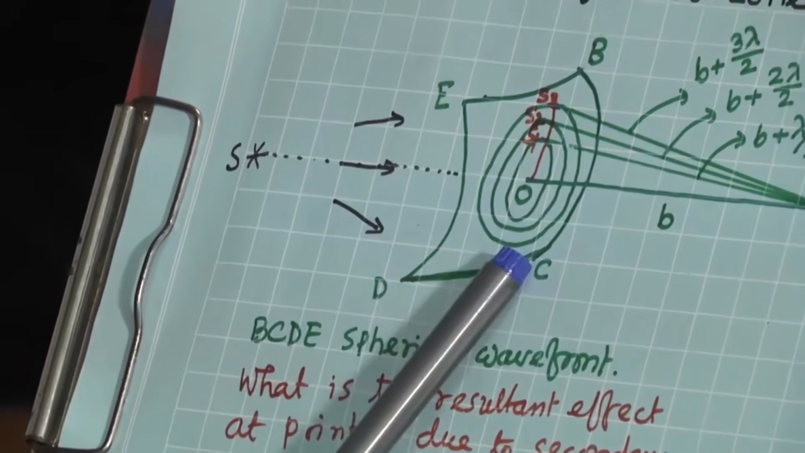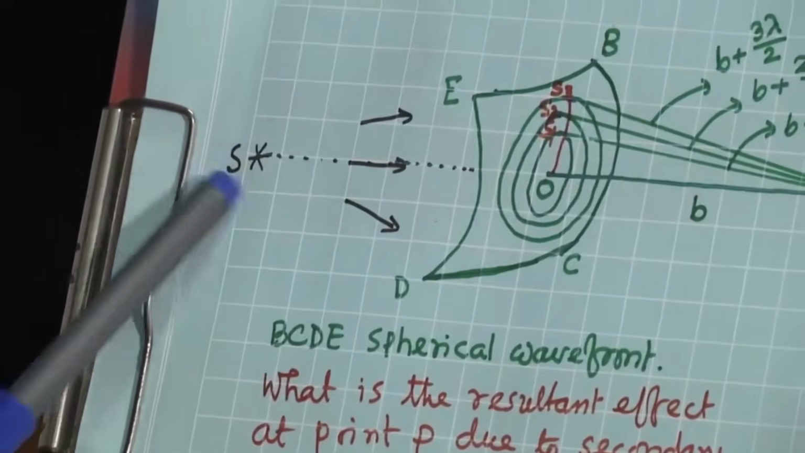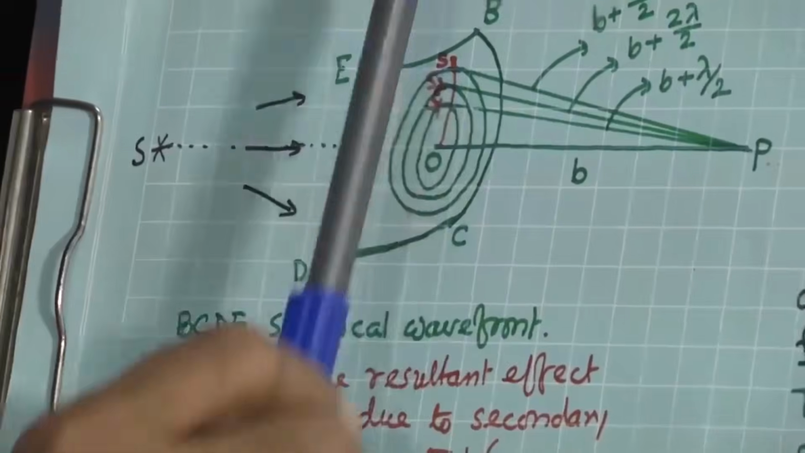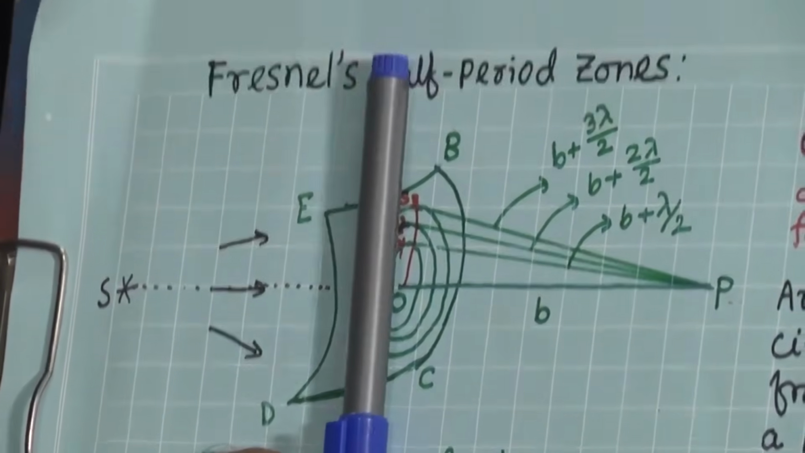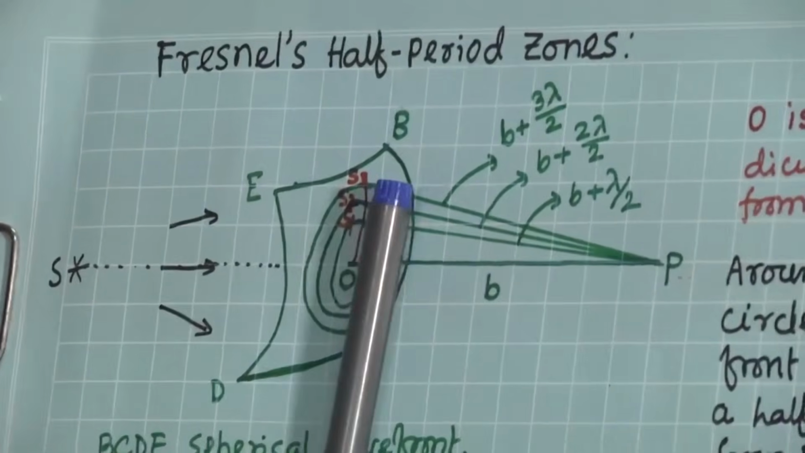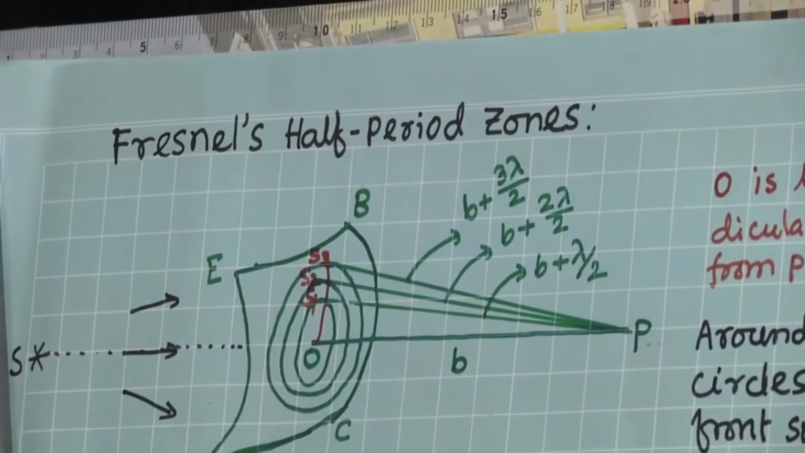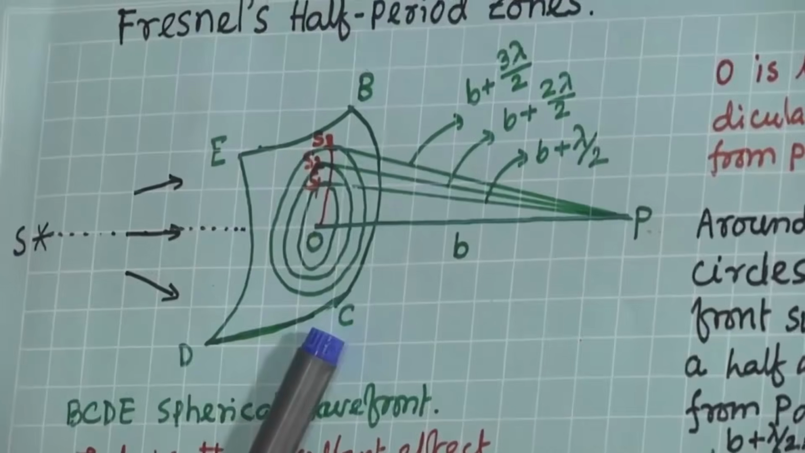So, this is the source. From here, a circular aperture is there. The screen has the circular aperture. Light will pass through this wavefront, through the aperture.